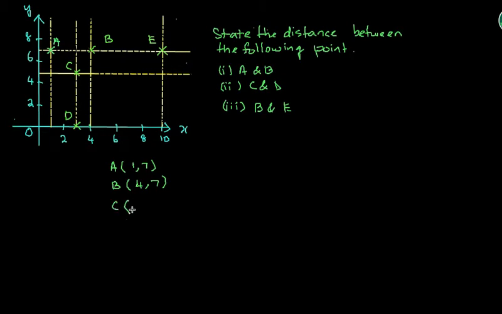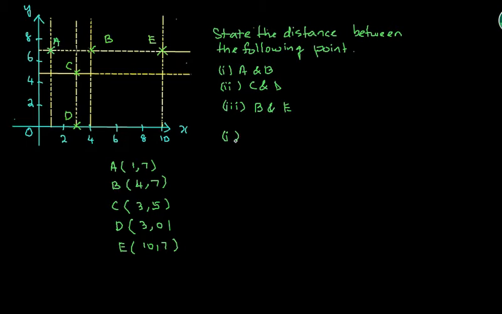And how about C? (3, 5). D, 3 on the x-axis, so the y coordinate will be 0. So here it's (3, 0). And the last one, E, (10, 7). Okay, let's look at the first part.